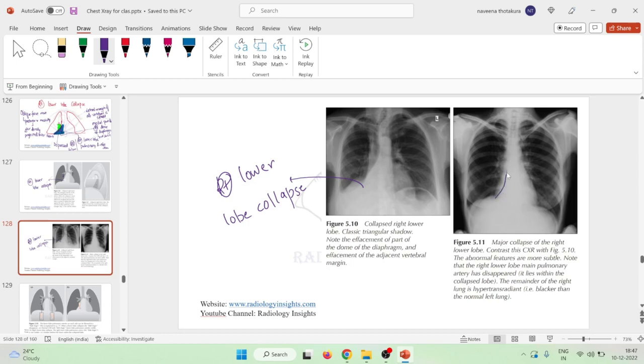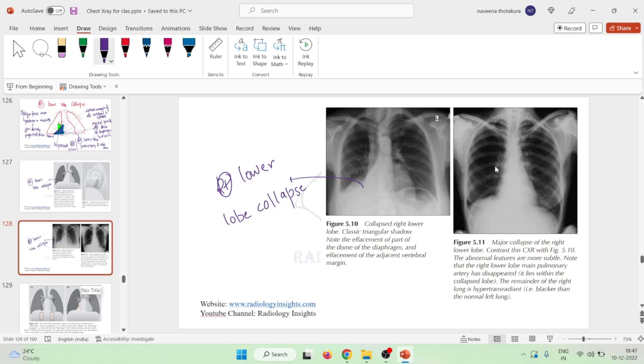But here you can see the triangle. Because this triangle is present exactly behind the heart, it is obscured or not seen clearly. If you zoom into this picture, normally you will see the bronchovascular markings over the heart, but those markings are not seen in this picture. That is one way of identifying right lower lobe collapse.